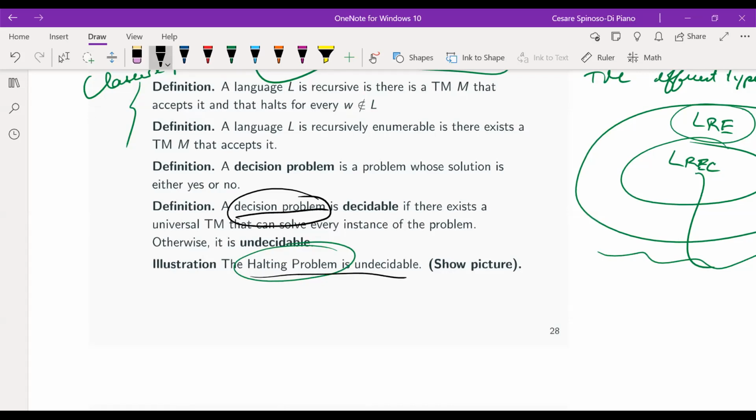So the halting problem, for example, is not decidable. What does the halting problem say? You're given a Turing machine M and an input W. Does M halt on W? This is undecidable because we have no algorithm that tells us, given an arbitrary instance, whether the answer is yes or no. So that's the halting problem, and that's decidability.